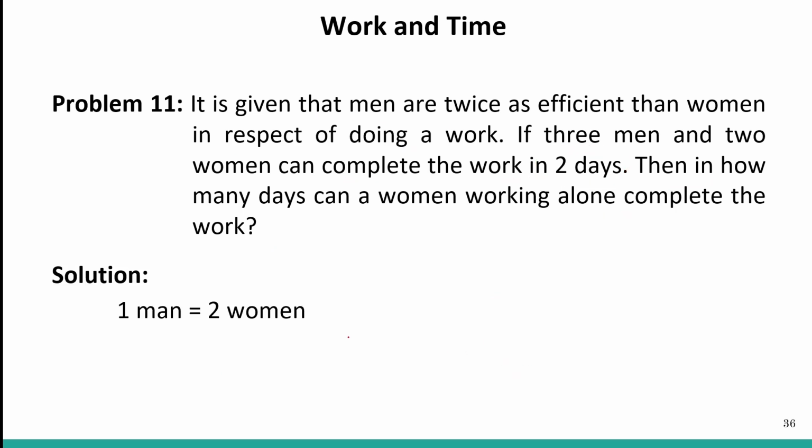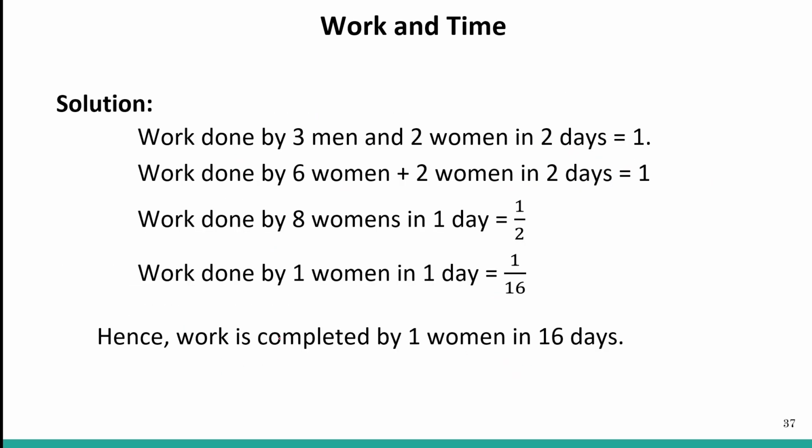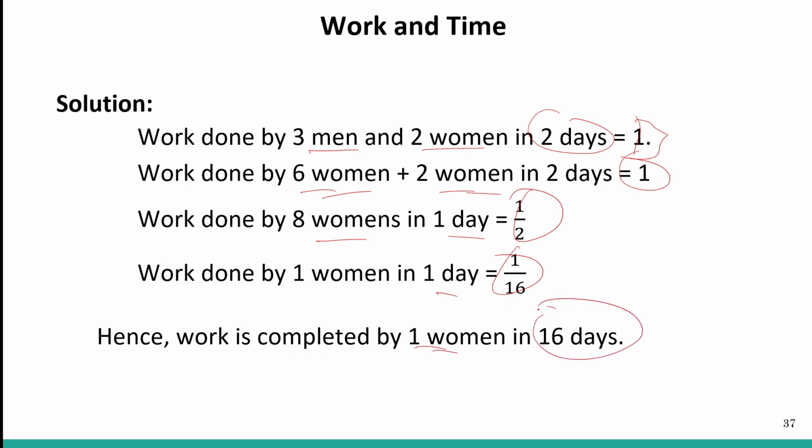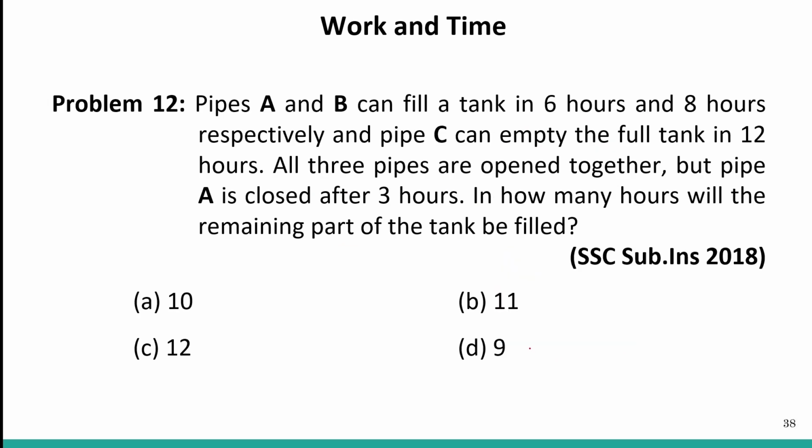Okay, so let's see. 1 man is equal to 2 women. Work done by 3 men and 2 women in 2 days is equal to 1. So work done by 6 women and 2 women in 2 days is equal to 1. So work done by 8 women in 1 day is equal to 1 by 2. So work done by 1 woman in 1 day is equal to 1 by 16. Hence the work is completed by 1 woman in 16 days. So for 1 woman it takes 16 days to complete the work.